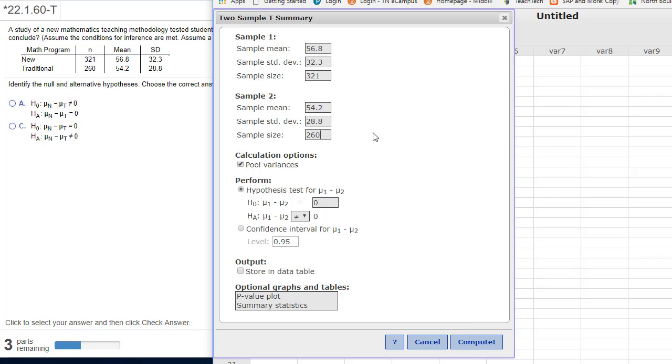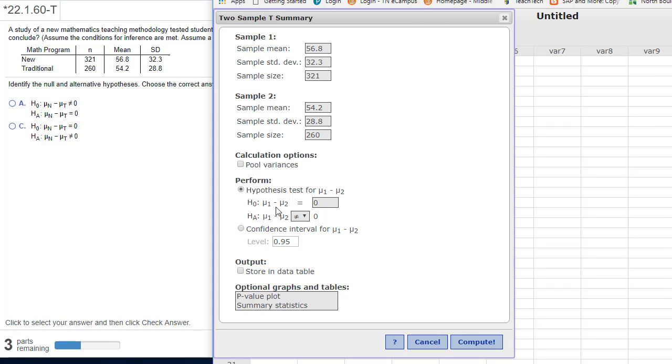Okay, so now that we have that in, we are not going to pool the variances for this one. Generally, we do not pool the variances. I'll try to give you a note when MyStatLab wants you to pool the variances. This one, we're going to do unpooled. And I probably should have put a note on there, unpooled.